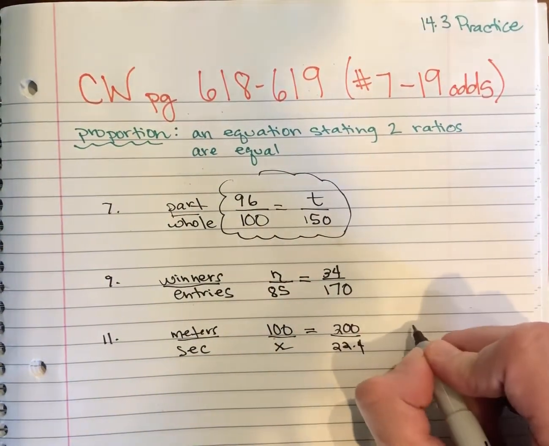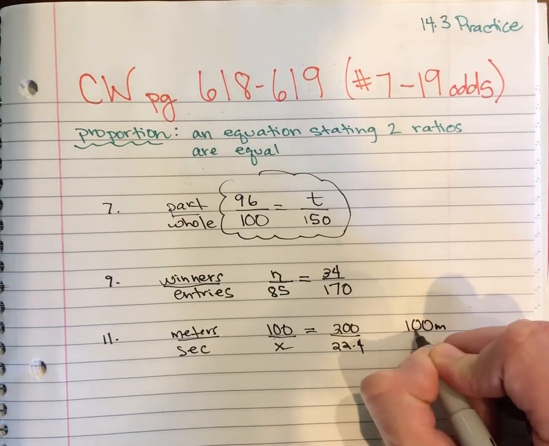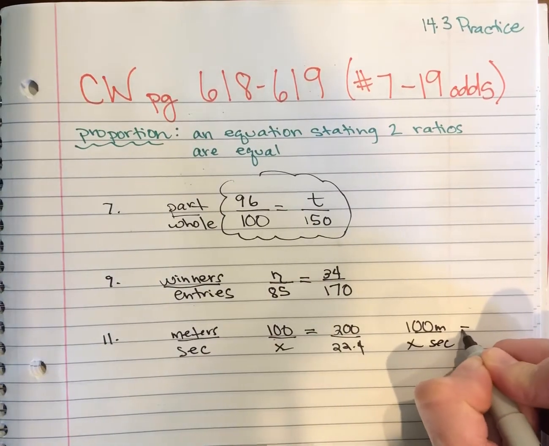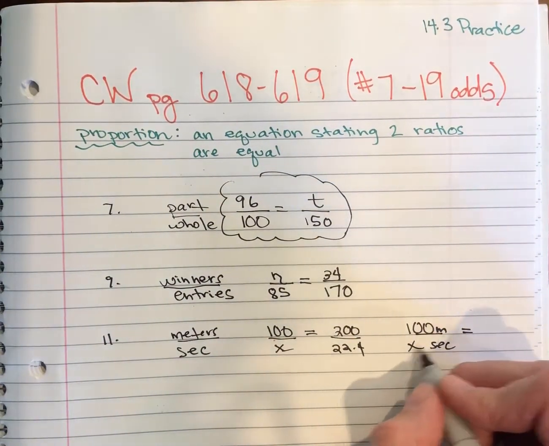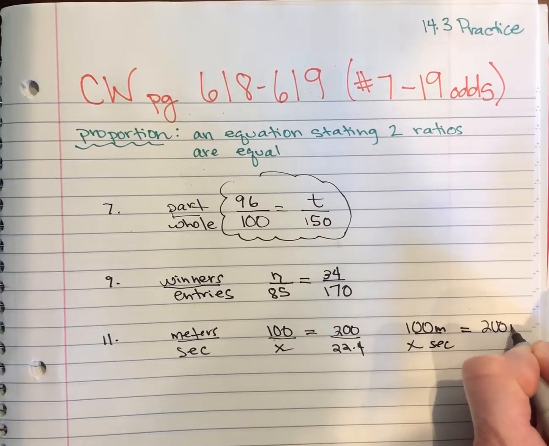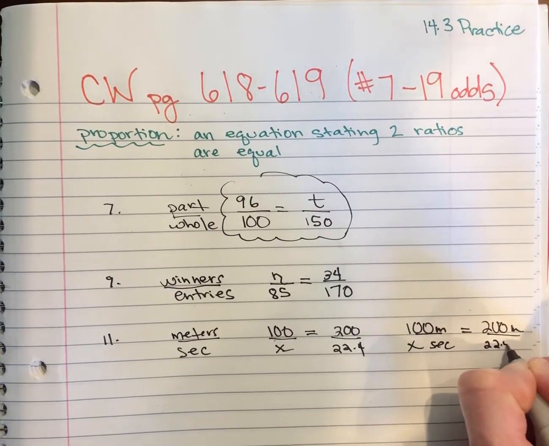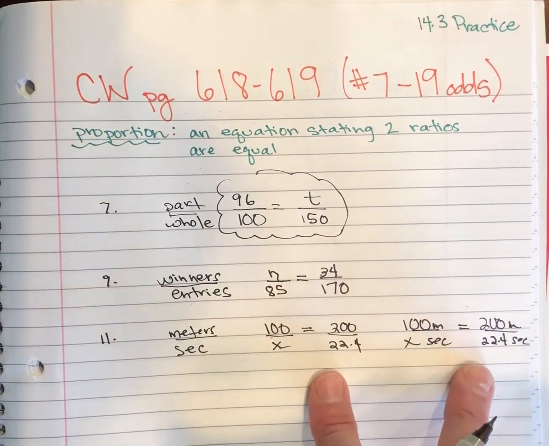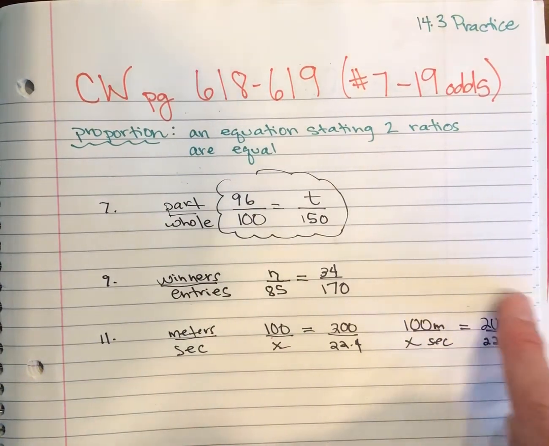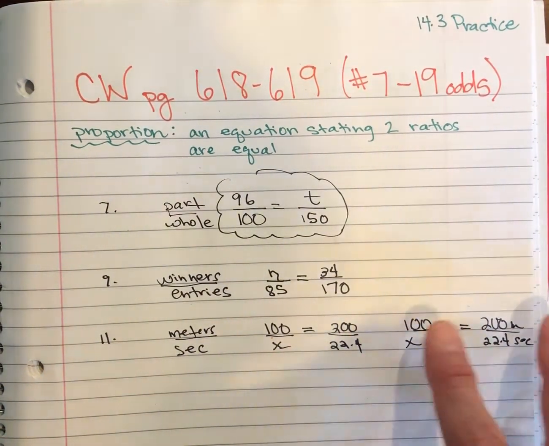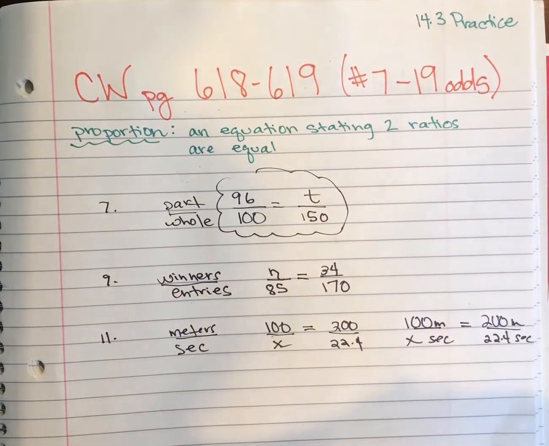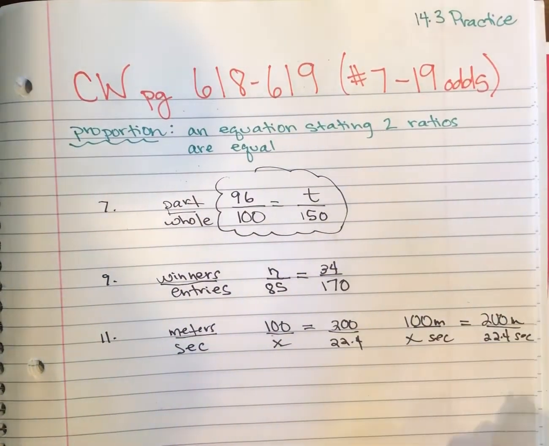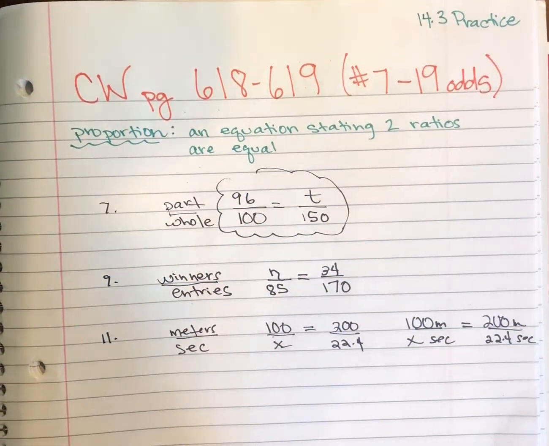Now, you might see it written with the words right there in the proportion, like this. So 100 meters is to X seconds, as 200 meters is to 22.4 seconds. So both of these will work, okay? But you have to be able to recognize that this is a proportion as well, even though the units are included in it. You might see it this way on an end of course exam or a state test. You're not state testing this year, but you get the idea, okay?